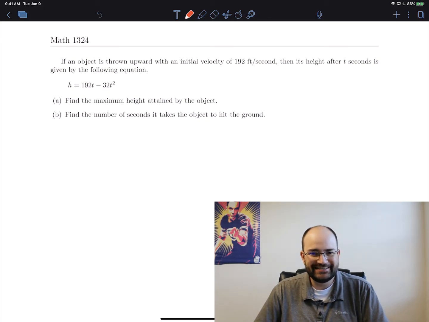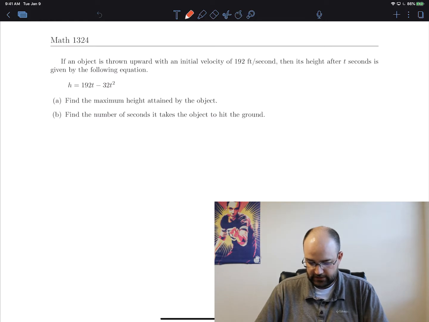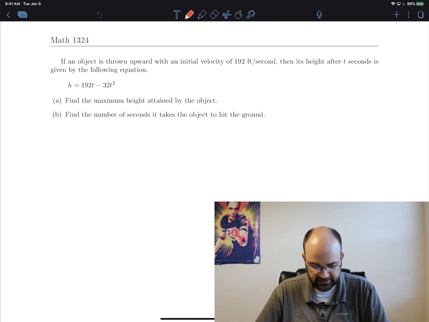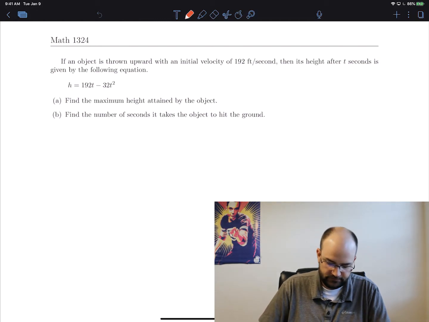This is Chapter 10, Section 2, Example 10. If an object is thrown upward with an initial velocity of 192 feet per second, then its height after t seconds is given by the following equation: h equals 192t minus 32t squared. A, find the maximum height attained by the object. B, find the number of seconds it takes for the object to hit the ground.